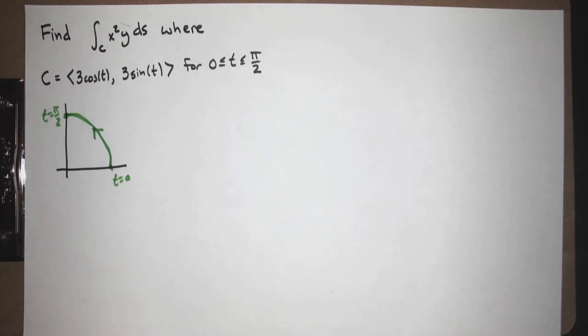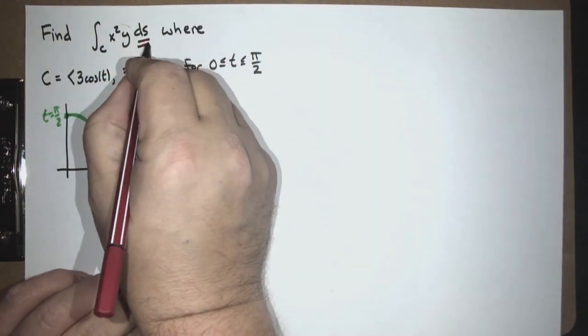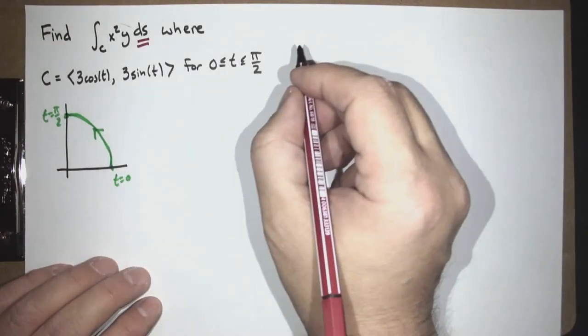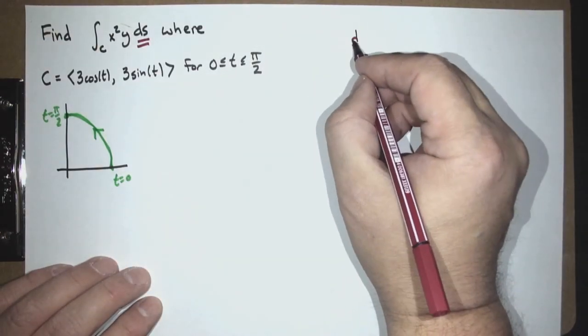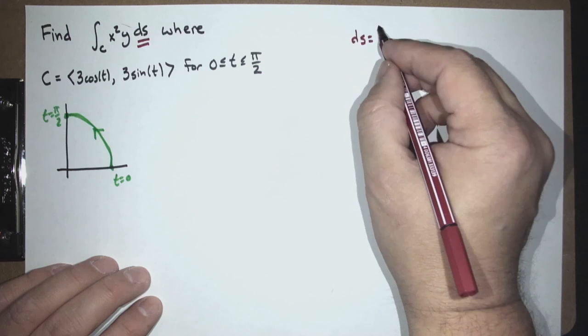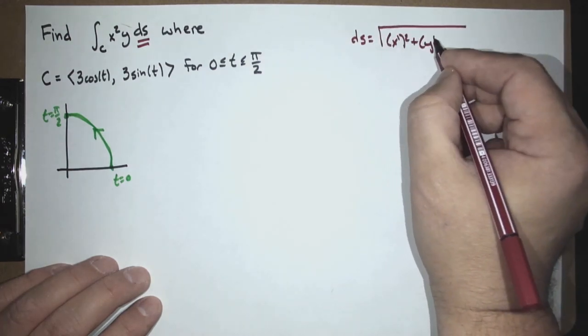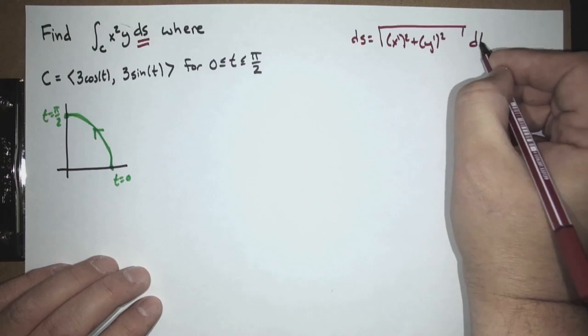All right, so what's the idea? Well, most of the energy that we're going to expend is going to be, can we simplify ds so that we can have success? So we'll work on that. ds, that's the square root, x prime squared plus y prime squared dt.